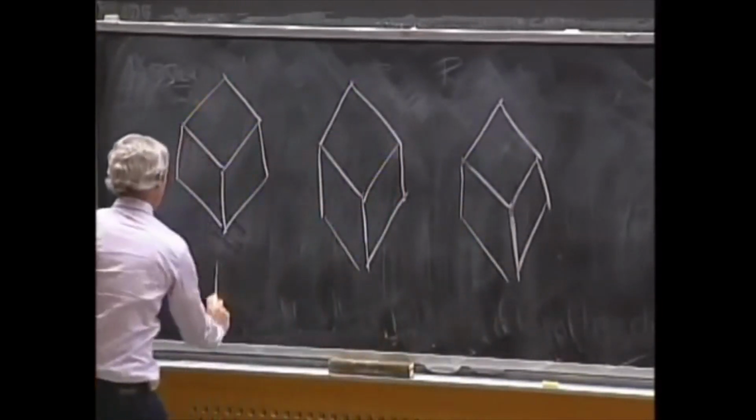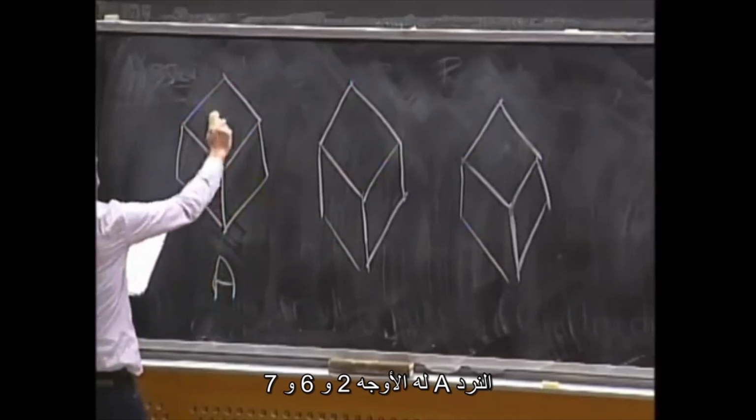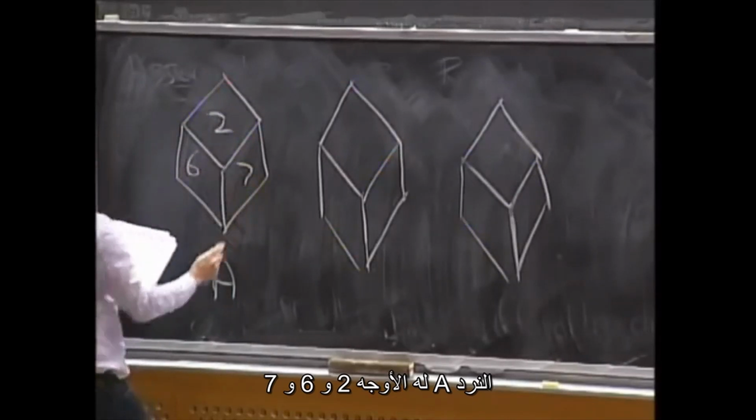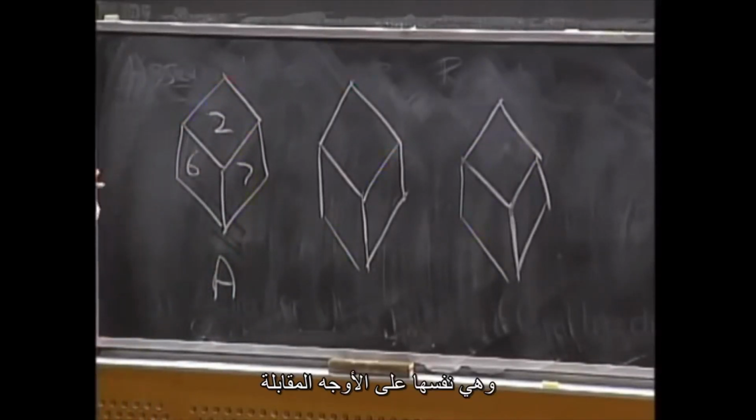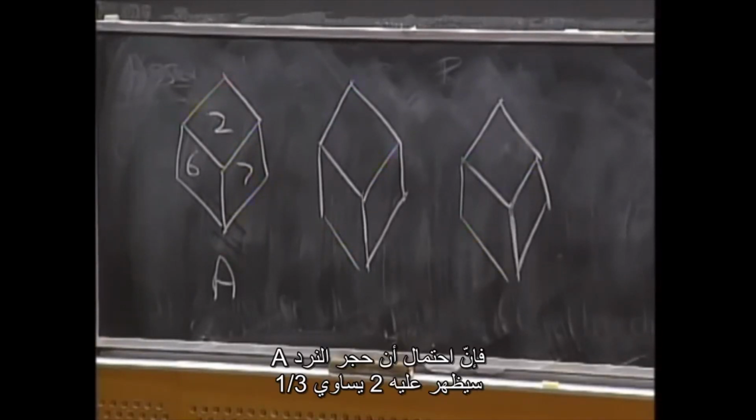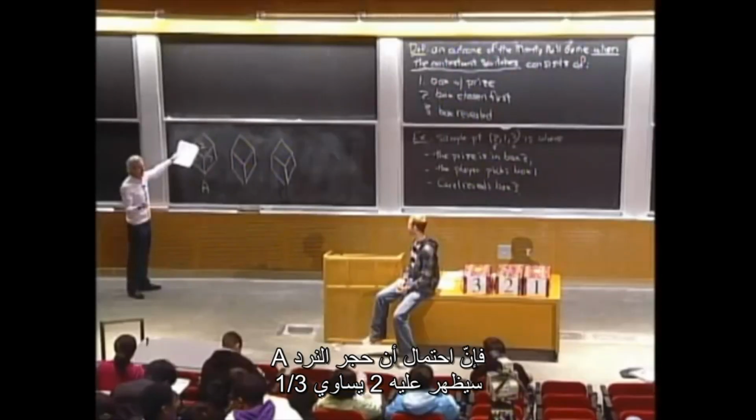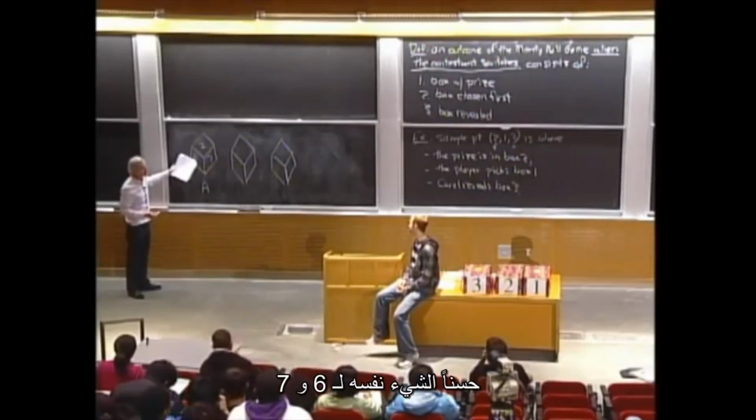All right, so dice A has a 2, a 6, and a 7, and they're the same on the reverse side. So it's a 6-sided die, and it's fair. When you roll it, the probability A comes up 2 is going to be a 3rd. All right, same for 6 and for 7.